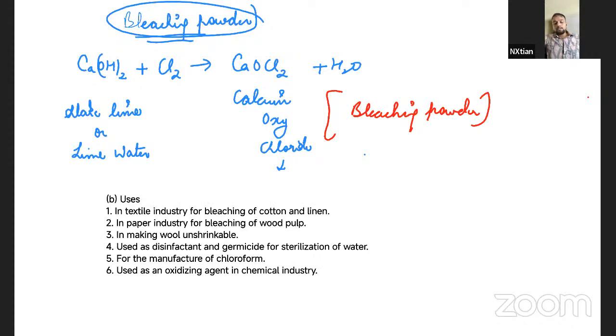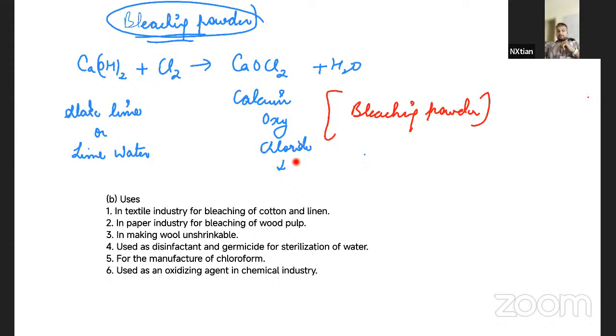Yeah, write it down. Bleaching powder is used in textile industries like cotton and linen, in paper industries also, in wood, in making wool unshrinkable also, as a disinfectant, in manufacturing of chloroform, as an oxidizing agent, and in chemical industries, etc. So these are the uses of bleaching powder. Okay, and how is it formed? This is how it is formed. Understood, guys?